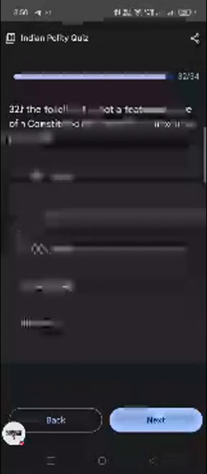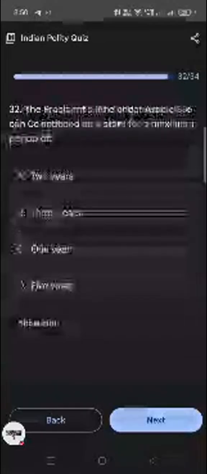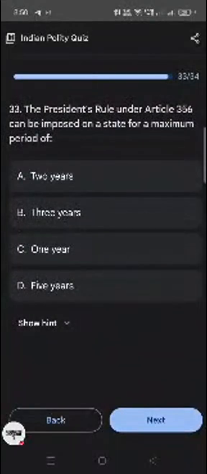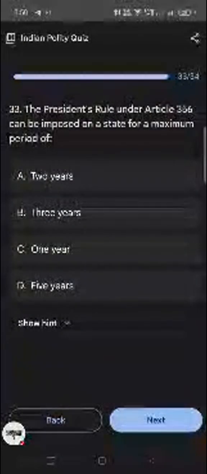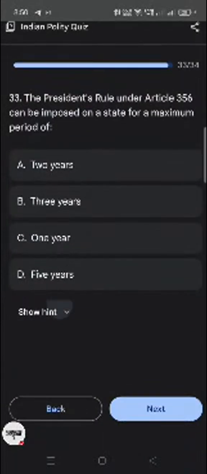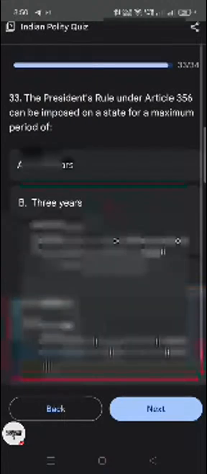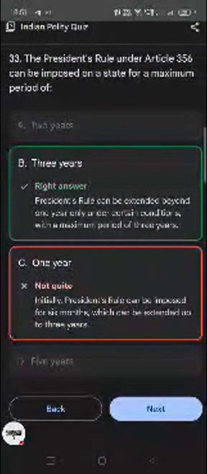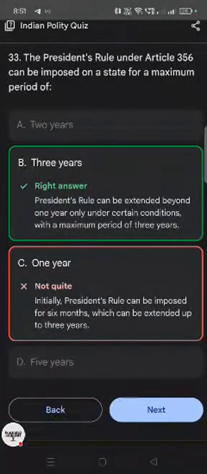President's rule under Article 356 can be imposed on a state for a maximum period of 1 year. The President's rule can be extended beyond 1 year only under certain conditions, with a maximum period of 3 years. So after 1 year it can be extended up to 3 years, but it cannot go beyond that.